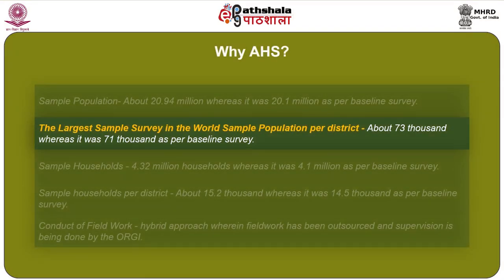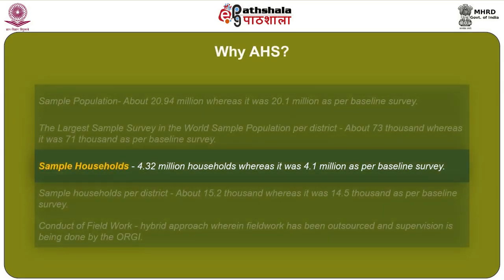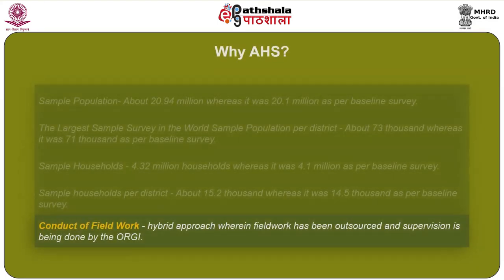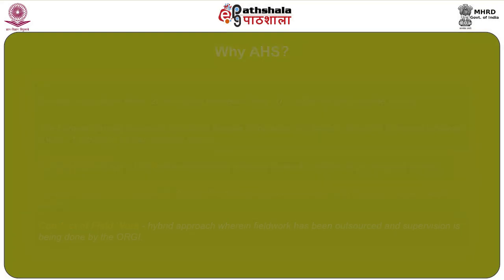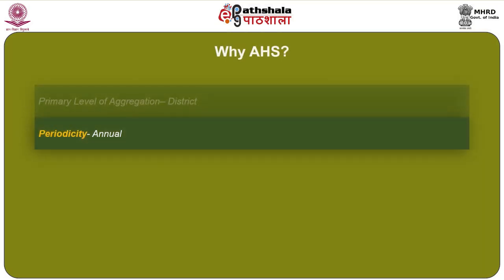Sample population per district was about 73,000, whereas it was 71,000 as per baseline survey. Sample households are 4.32 million, whereas it was 4.1 million as per baseline survey. The sample households per district constitute about 15.2 thousand, whereas it was 14.5 thousand as per baseline survey. The conduct of field work shows a hybrid approach, wherein field work has been outsourced and supervision is being done by the ORGI. The primary level of aggregation was a unit of districts, and annual is the periodicity for such surveys.